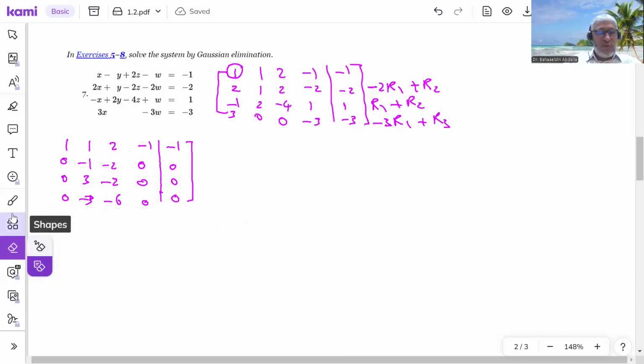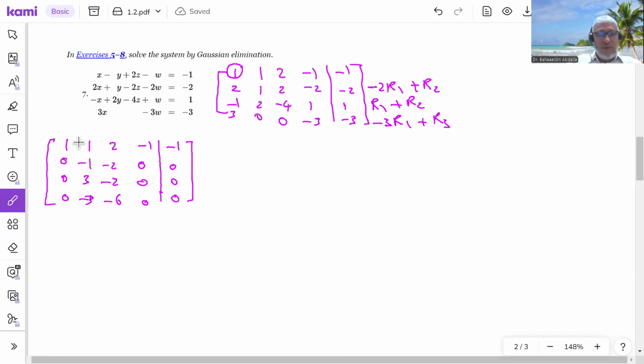So this is the new matrix. And now we finished from the first column. We have 1 and the below entries are zeros. Now we go to the next column, the second column. And we start, also we look to the second row.